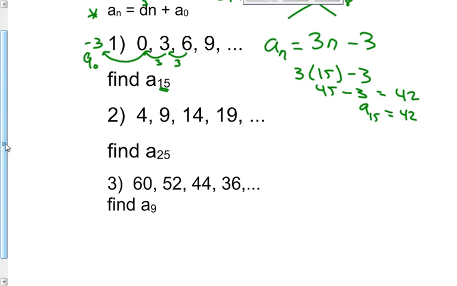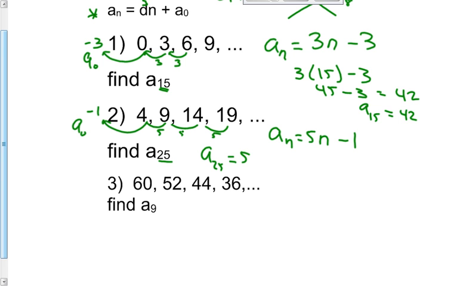Our other example on that page that we said was yes, arithmetic, was this one. Common difference was 5. I need to write the equation first. A sub n is equal to 5n plus, now I have to go backwards. So instead of increasing 5 every time, I have to go backwards 5. My a sub 0 term is negative 1, so I can put that in as 5n minus 1. And then we can go ahead and find the value of the 25th term. A sub 25 is equal to 5 times 25 minus 1, 125 minus 1, 124.